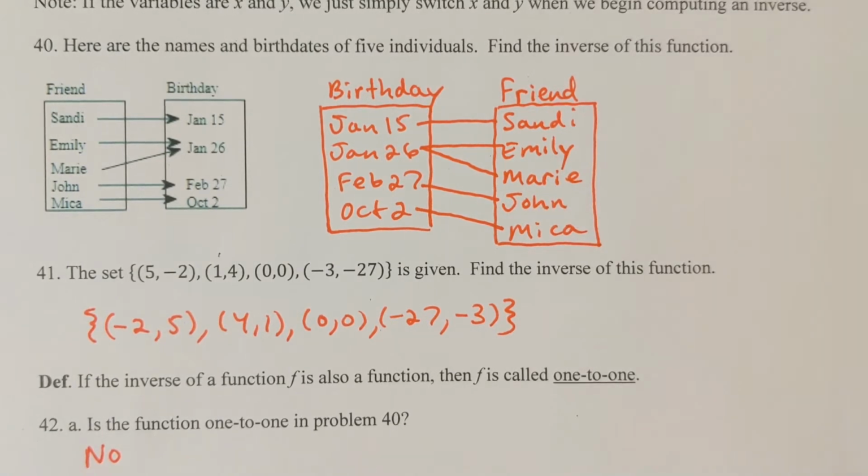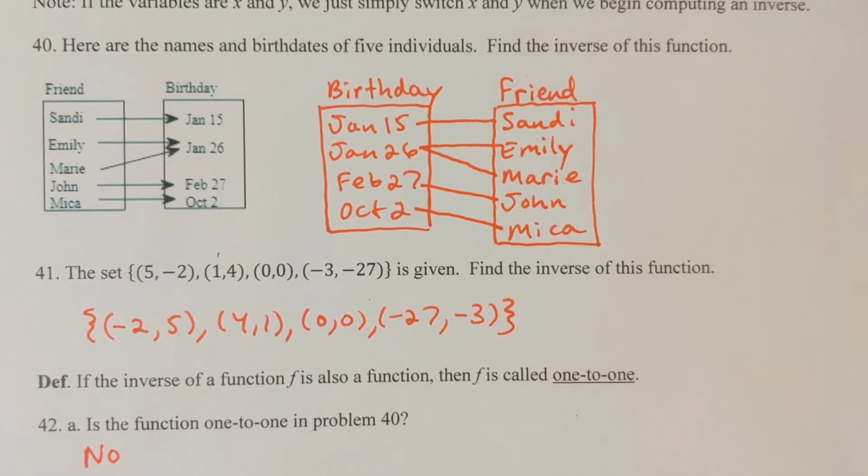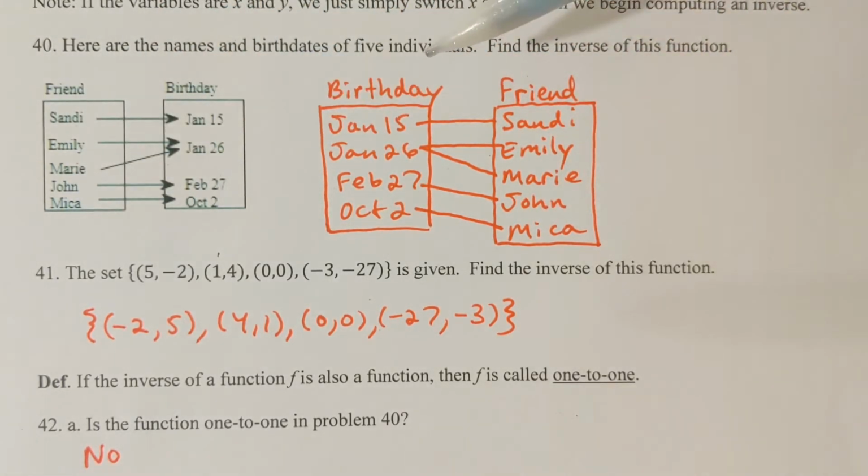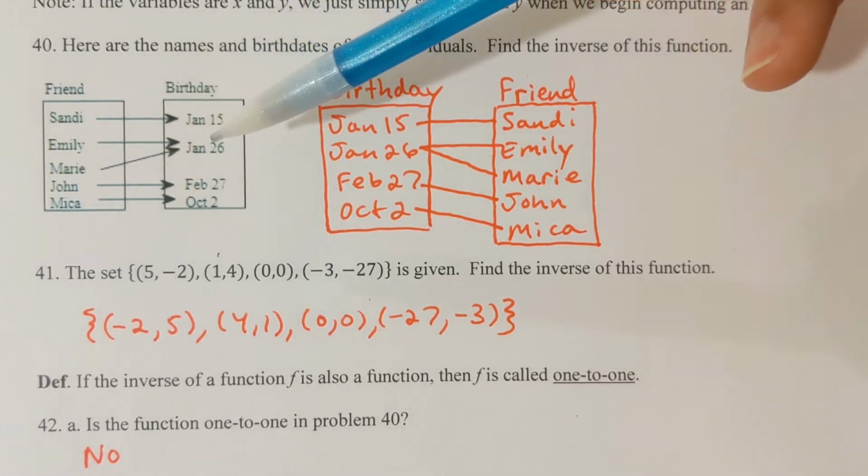Here are the names and birth dates of 5 individuals. Find the inverse of this function. By the way, note that I do have a function. Here's the x's, here's the y. Does each x go to one y? Emily and Marie share the same birthday.